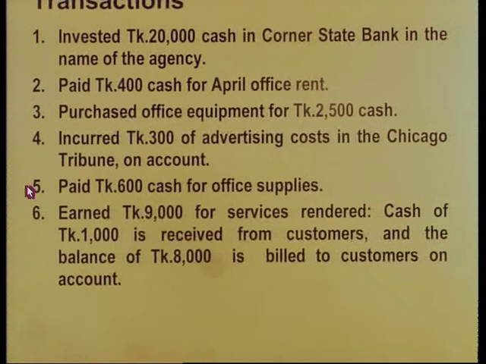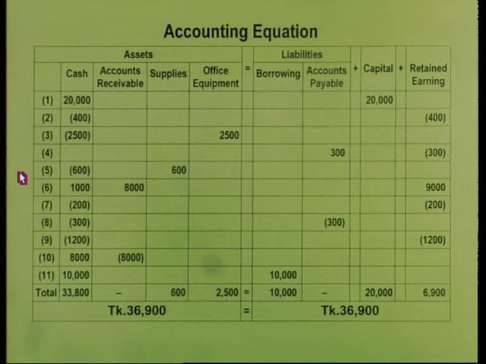Transaction number 5, paid taka 600 cash for office supplies. Dear students, when we purchase supplies, until and unless we use the supplies, this should be recorded as an asset. So look at the accounting equation or the tabular analysis. Cash is decreasing. There is a cash outflow and within parentheses in the cash column, taka 600 is there. Supplies has been increased by 600 taka.